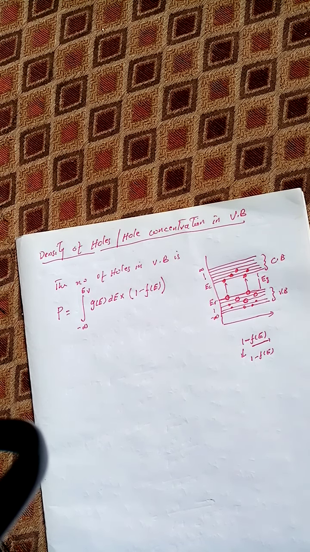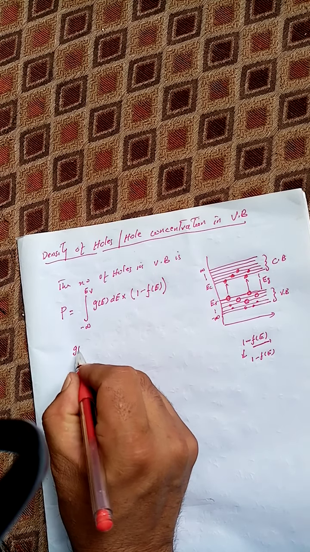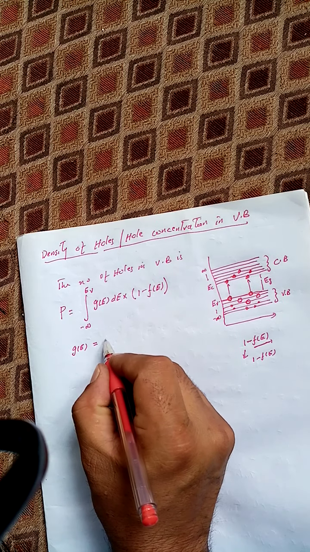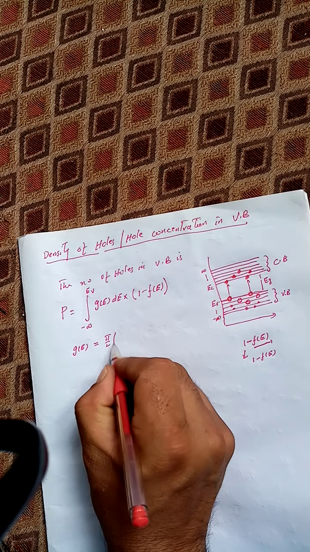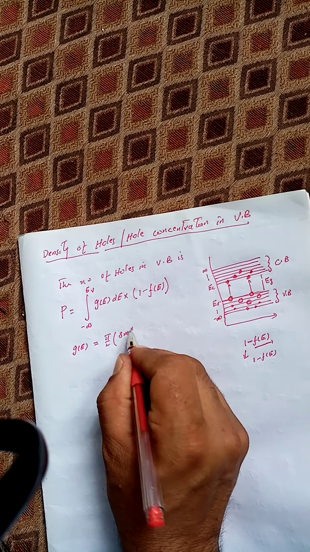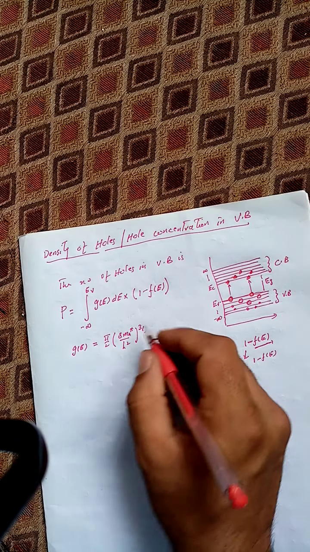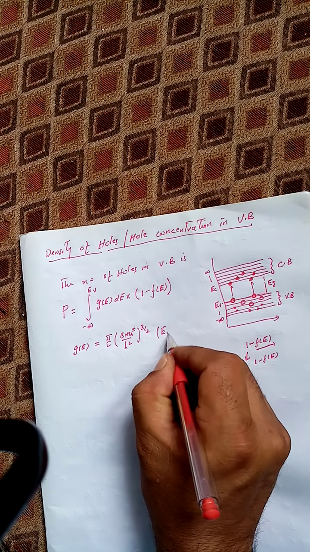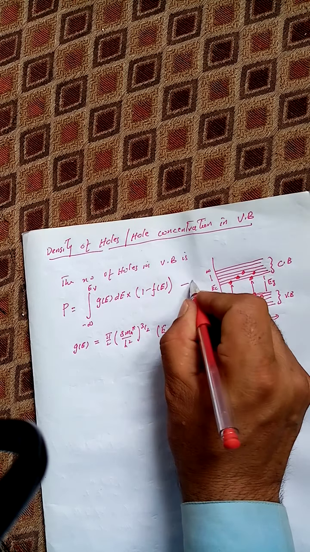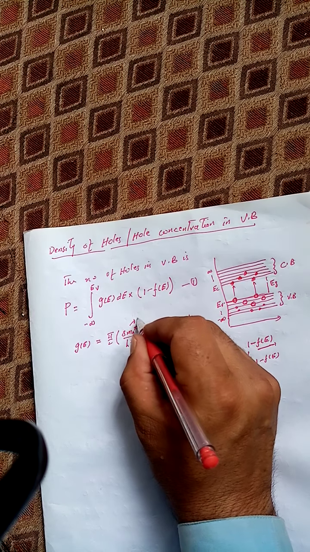Now the factor G of E, which is the density of available states, is given by pi divided by 2, times (8 mh over h squared) to the power 3 by 2, times (EV minus E) to the power 1 over 2. Let's say this is equation 1 and this is equation 2, where mh is the effective mass of holes.